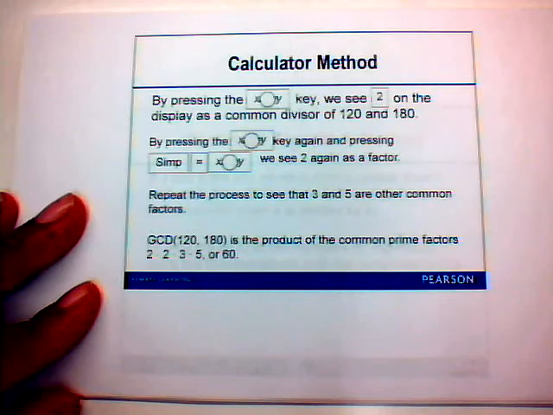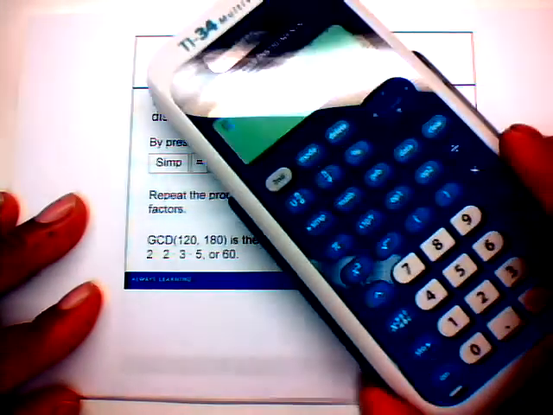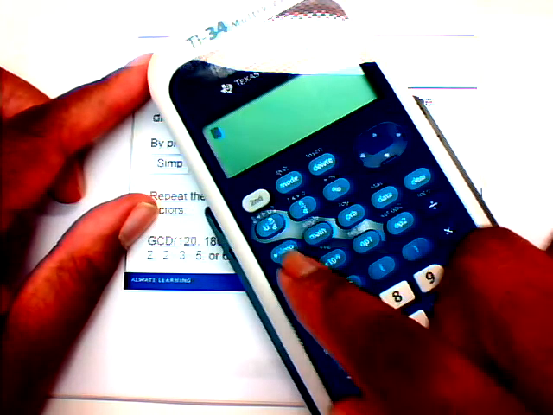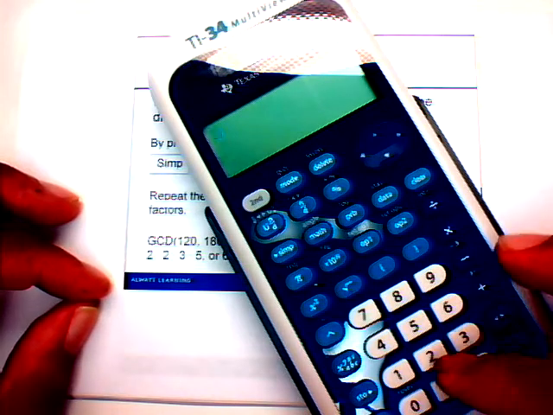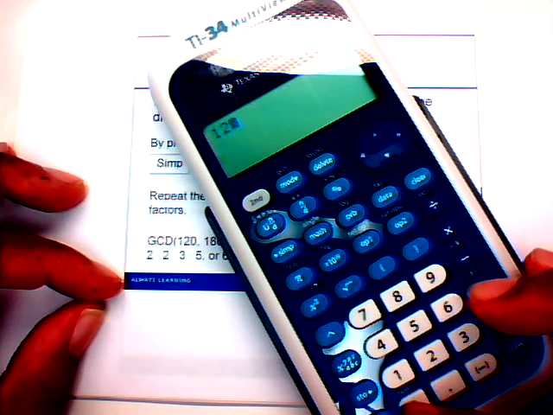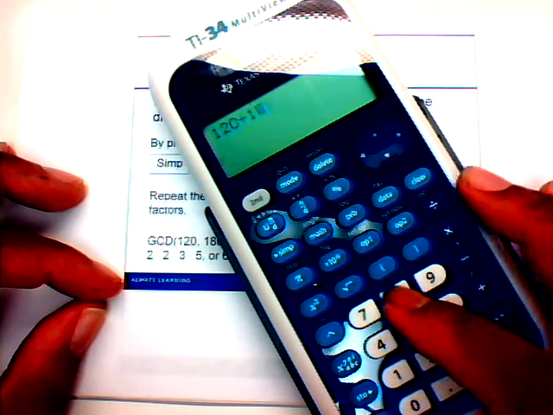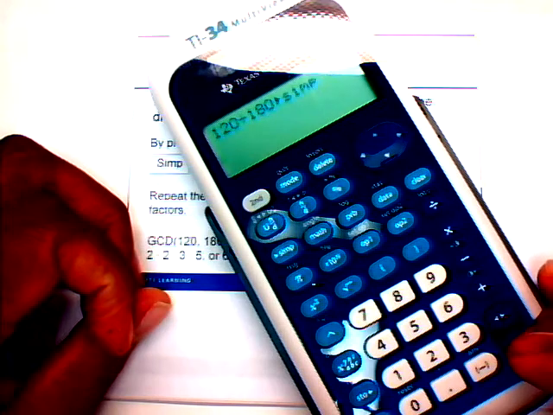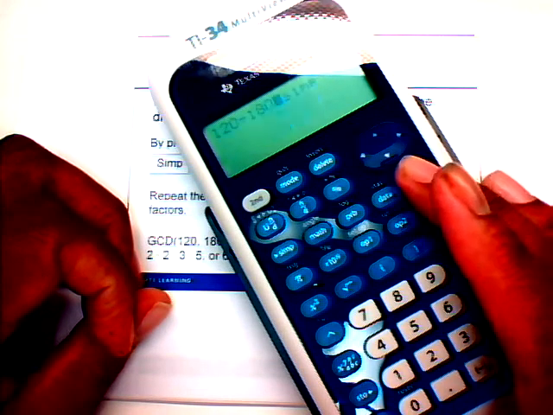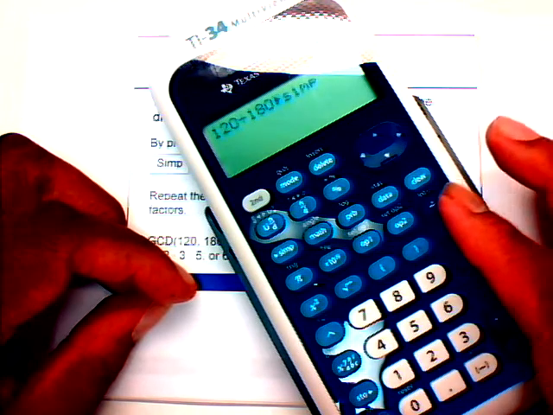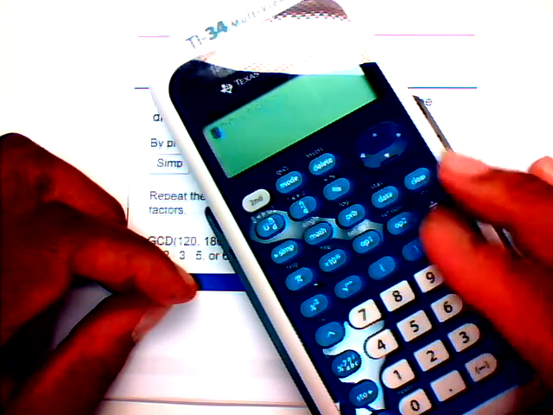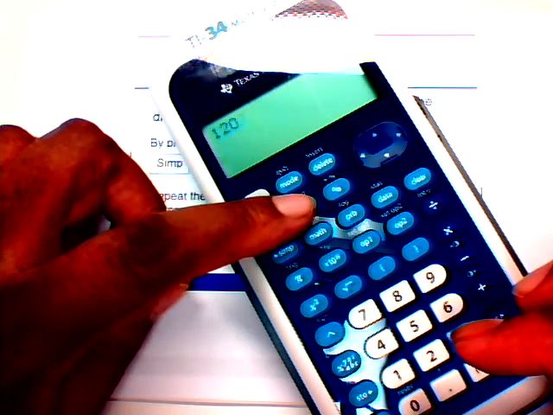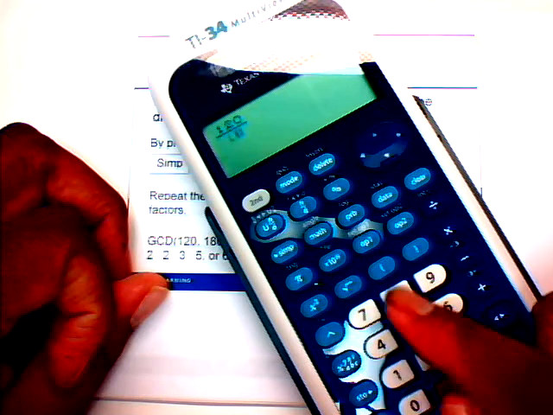Okay, and I do have a calculator that has this button that says SIMP, and this is the TI-84 multi-view calculator. So if I wanted to do 120 divided by 180 and hit this button that says SIMP and then hit enter, I would get an error message. So it'd be better if I do this: 120, and then hit this button that says N over D as a fraction, and then 180.